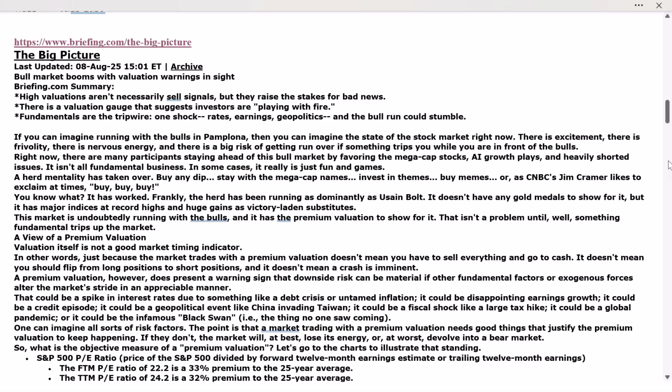The P/E ratio for the S&P 500 is 22.2, or a 33% premium to the 25-year average. 24.2 is a 32% premium to the 25-year average.